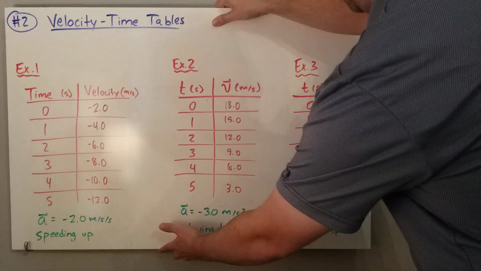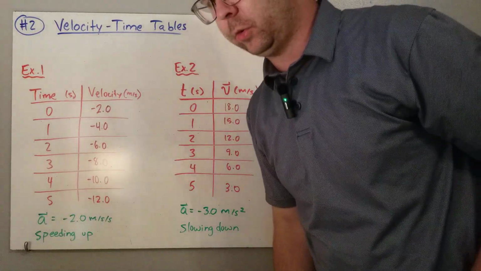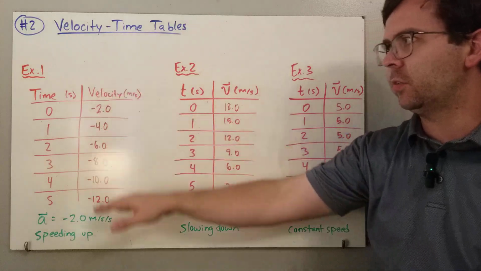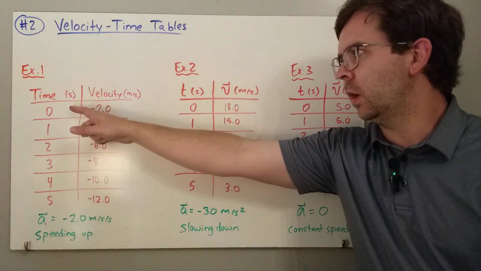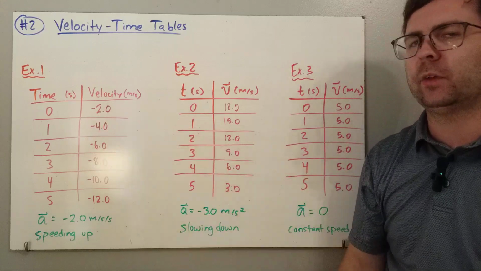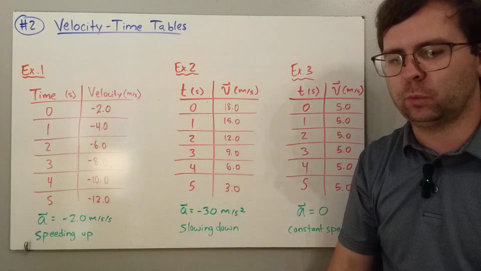The second example is velocity time tables. So in these ways of representing acceleration, we have the time and the velocity at each time. So example 1, at a time of 0 seconds, we have a velocity of -2 meters per second. So we're moving at 2 meters per second west.